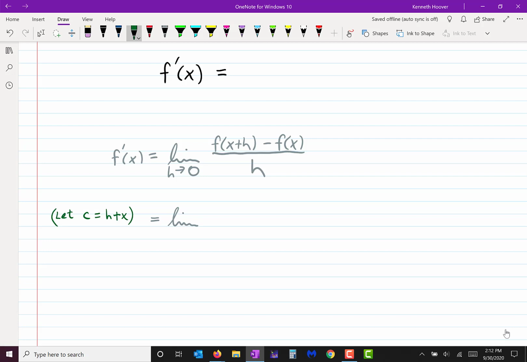So that means what? If c is h plus x, then doesn't that mean that h equals c minus x? So instead of writing h goes to 0, I can write c minus x goes to 0, correct? And if c minus x is going to 0, then isn't that the same thing as saying c is approaching x? So that's what I'm going to write down there.